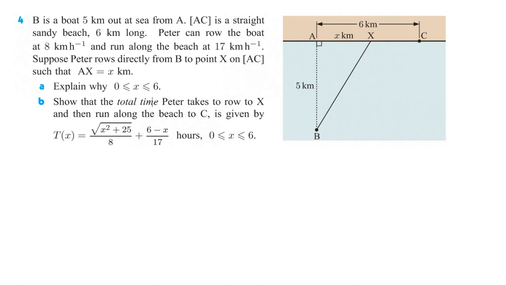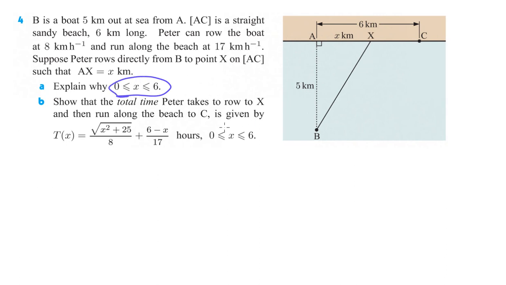Explain why x has to be between 0 and 6. x has to be between 0 and 6 because the beach is only 6 kilometers wide here, so he's not going to row his boat to shore over here, and he's not going to row his boat to shore over here. He wants to row his boat to shore somewhere between 0 and 6, and that's why it's got to be between 0 and 6.